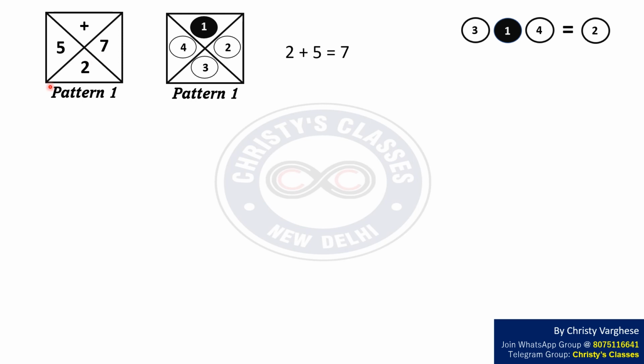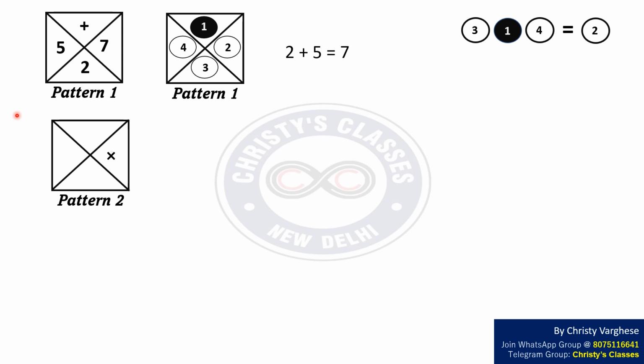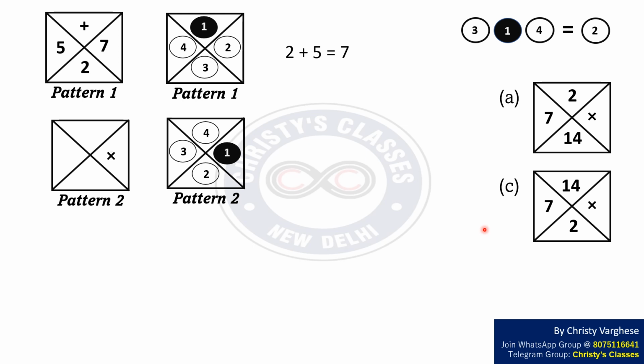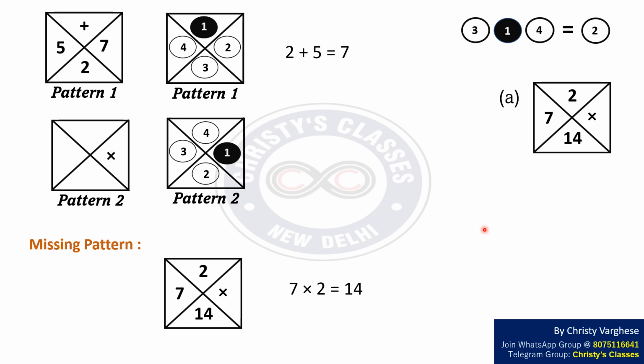That is, the number in the region 3 operated with the number in the region 4 gives the number in the region 2. Now, we are going to consider our missing pattern, pattern 2. We have found that the mathematical operator multiplication comes here in our missing pattern. Analyzing the 4 options, we can see that only option A and option C has the multiplication operator in this exact position. And this is the labeling of our missing pattern, that is pattern 2. And comparing with the predefined rule, we can clearly see that only option A satisfies the predefined rule and therefore our missing pattern is option A.